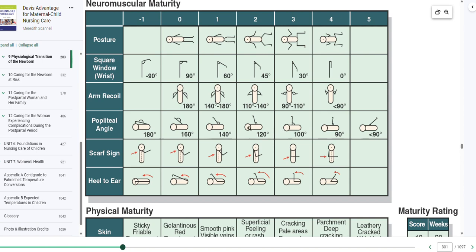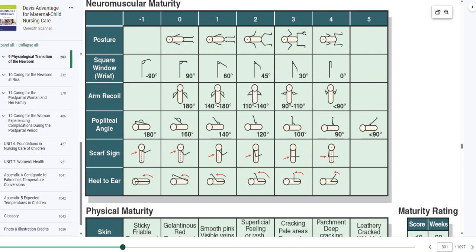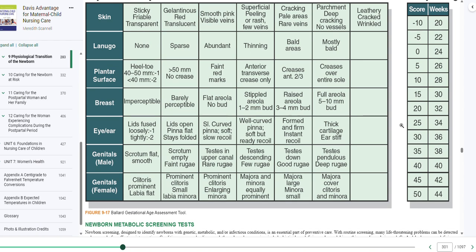This gives you a maturity rating, so if the baby was postured like this, you would circle this, and that would be a 3. Or if the square window was this picture, that would be a 4. You add up the numbers for every picture, you get a score. So let's say our score is 38. We're falling right between the 35 and 40, so our gestational weeks would be about 39 weeks.